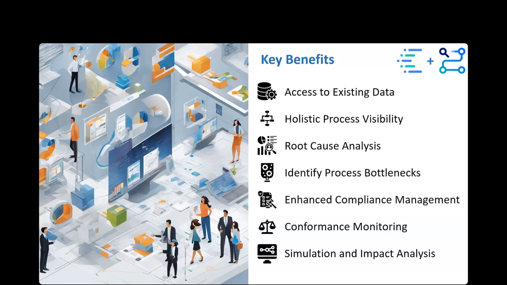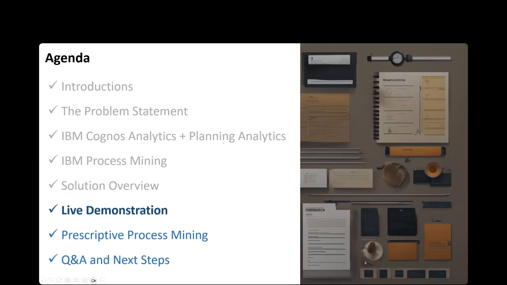Conformance monitoring we talked about, and then simulation impact analysis, understanding if I did improve a certain step or I did remove the probability that this is going to go off the path, what kind of true impact is that going to have on my process, and starting to do some measurement on that side. So with that, let's go ahead and bring up the demonstration. Again, I'm going to talk about Cognos and Planning Analytics at a high level, and then we'll dig into process mining. And if there's questions, please do drop them in the chat.